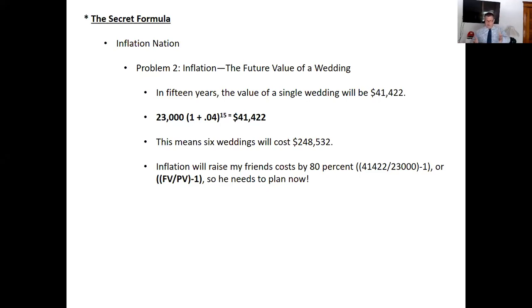422 divided by 2,300 minus 1, or the future value divided by the present value minus 1. So guess what? He needs to plan now. And it's no different than, I use a wedding as kind of a fun example, but it's no different than if you want your kids to go to college in 18 years. You plan now so that you can earn the interest to keep up with inflation.